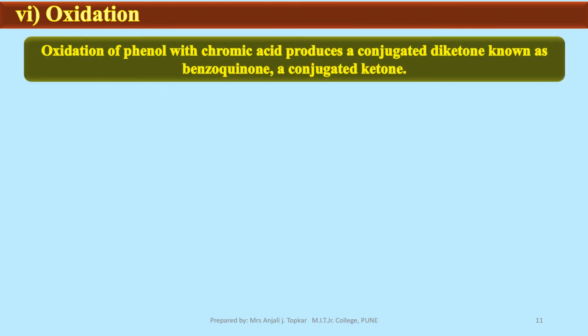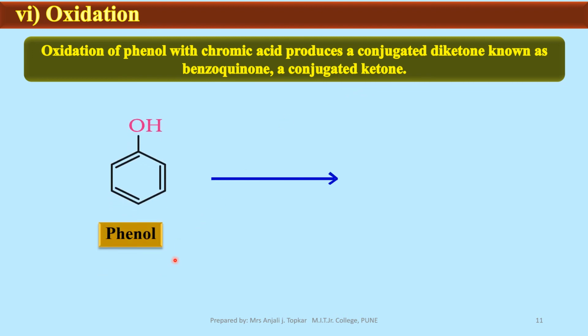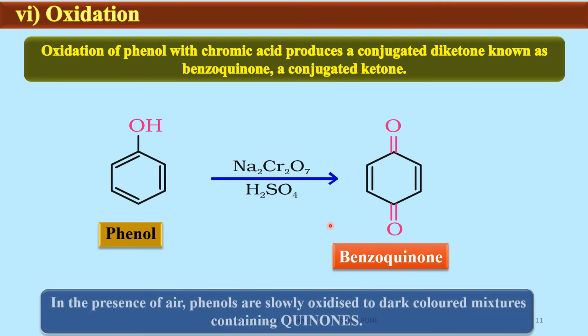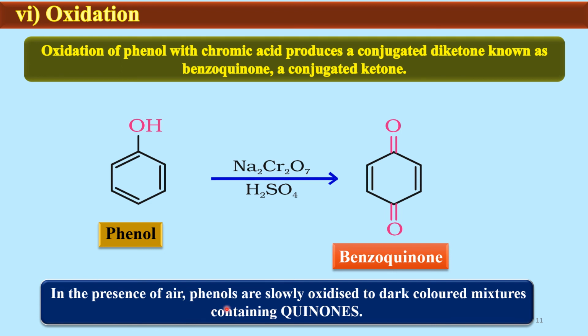Oxidation of phenol with chromic acid produces a conjugated diketone known as benzoquinone, a conjugated ketone. Here this is phenol. When it is treated with Na2Cr2O7 and H2SO4, it forms benzoquinone. In the presence of air, phenols are slowly oxidized to dark colored mixtures containing quinones.